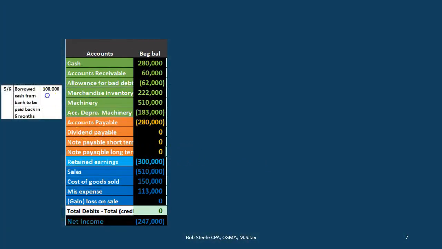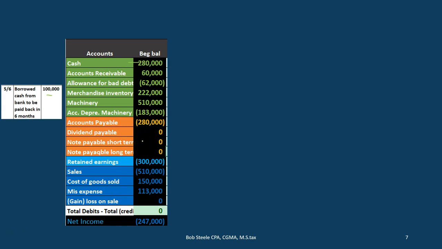We're going to borrow 100,000 cash from a bank to be paid back in 6 months. All right, is cash affected? Yeah, we borrowed cash, so cash is a debit balance. We're going to make cash go up by doing the same thing to it, which is a debit. And we're going to credit, in this case, note payable.